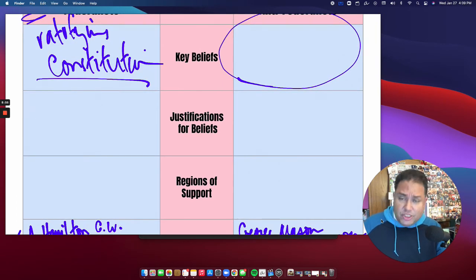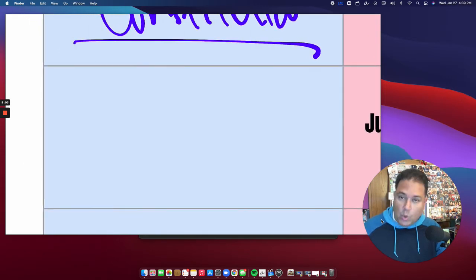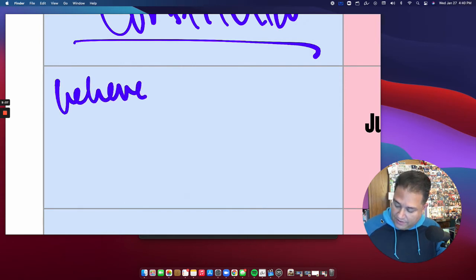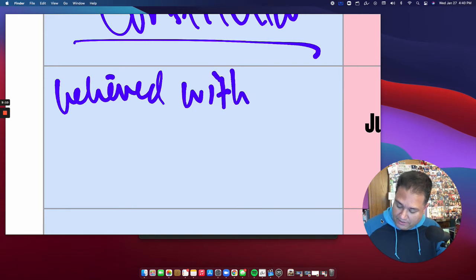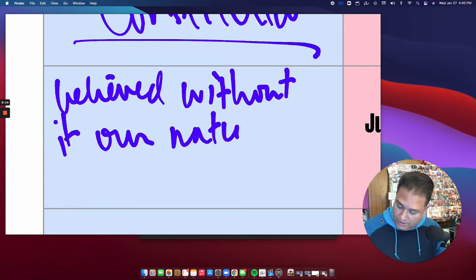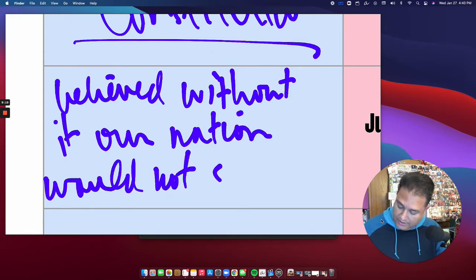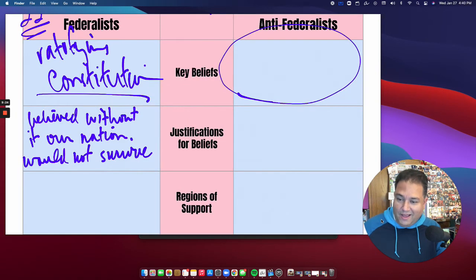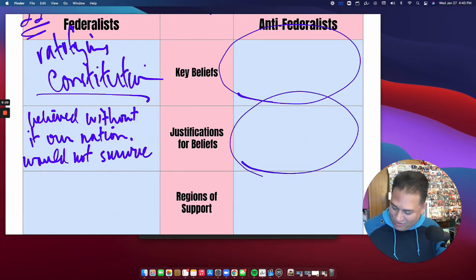The justifications for their beliefs, in other words, why did they believe what they believe? So, for example, if I were going to ask why did they believe in the ratification of the Constitution, I might say they believed that without it, our nation would not survive, right? And then you can take it from here. Again, I'm not going to do all the answers for you.